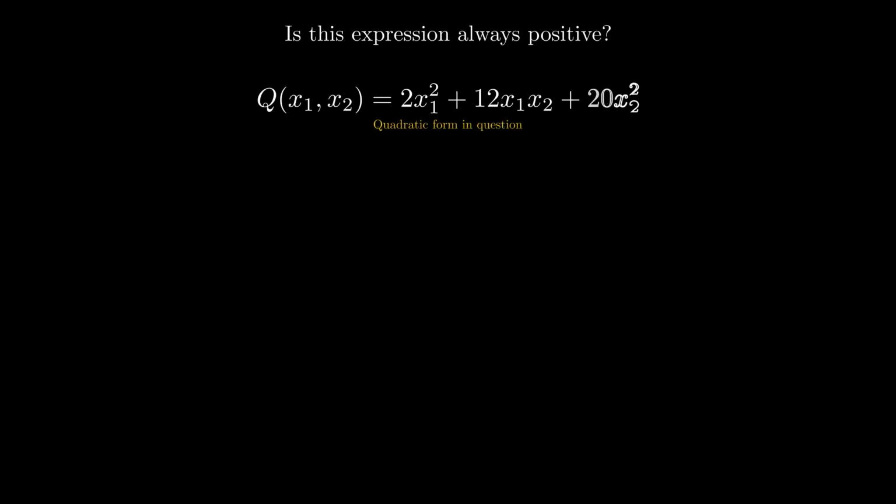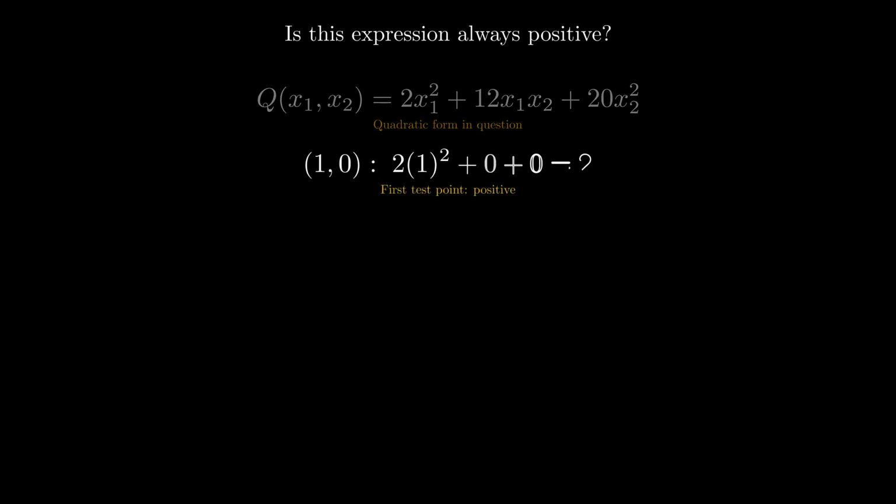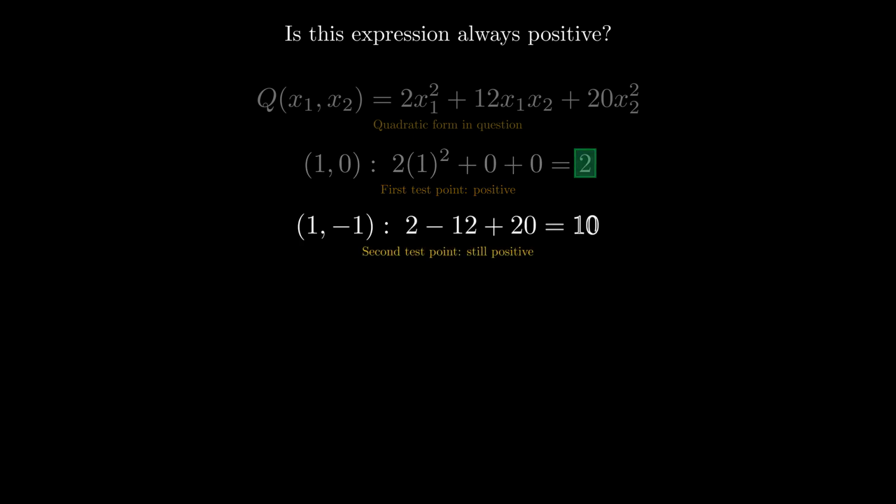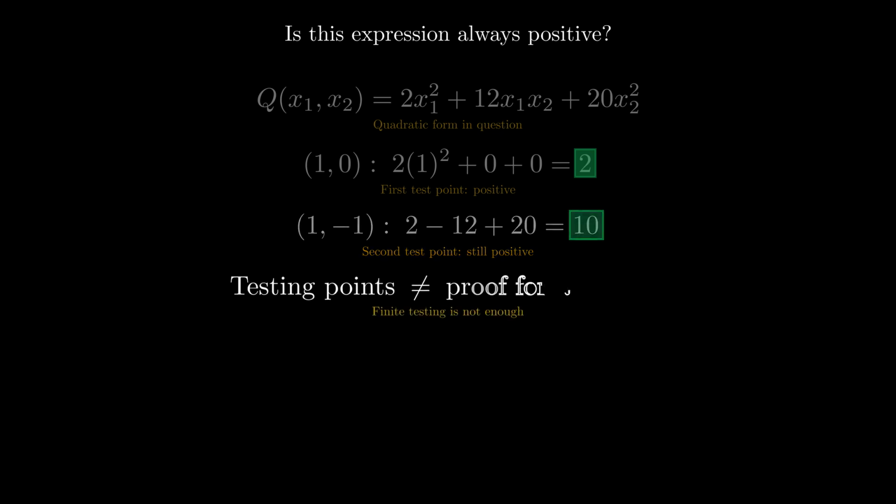Is the expression 2 times x1 squared plus 12 times x1 times x2 plus 20 times x2 squared always positive? Let's try some inputs. Plug in x1 equals 1 and x2 equals 0 and we get 2. Positive. Plug in x1 equals 1 and x2 equals negative 1 and we get 2 minus 12 plus 20, which is 10, still positive. But guessing values forever won't prove it for every input.